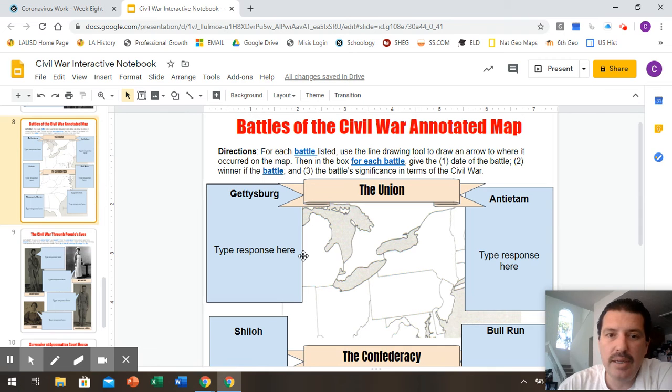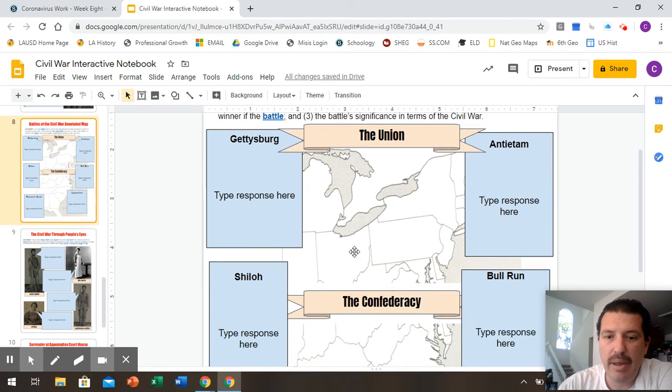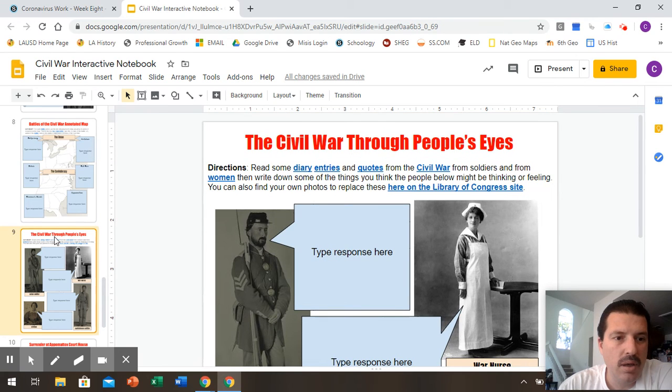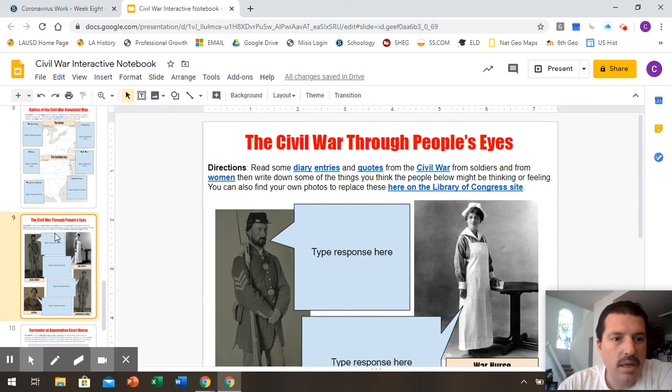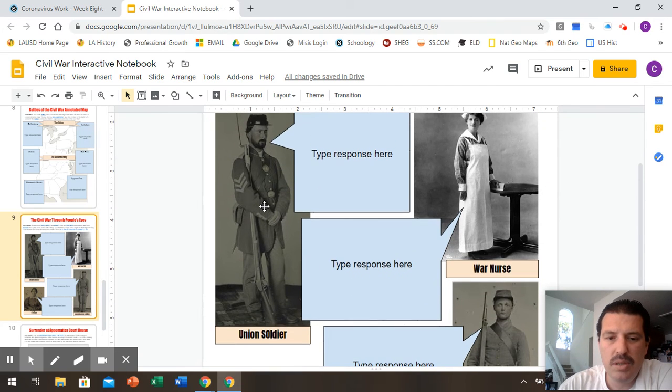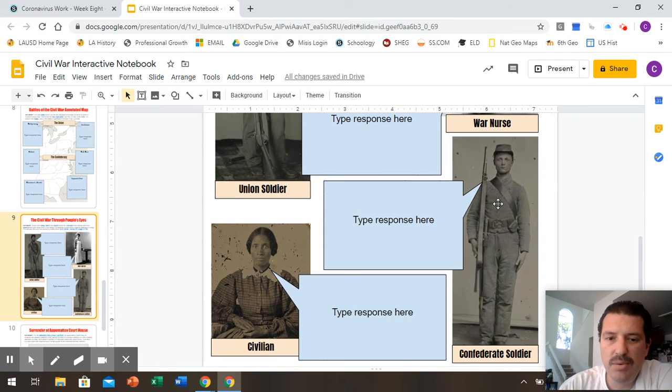Here on slide 8, you're going to look at the different battles. And here you're going to look at the Civil War through people's eyes. What was the Civil War like for a Union soldier in the North? What were their experiences? What were the experiences like for a war nurse? What were the experiences for just a regular civilian, just a normal human being, or a Confederate soldier?